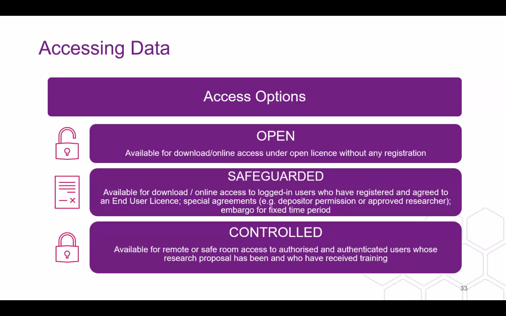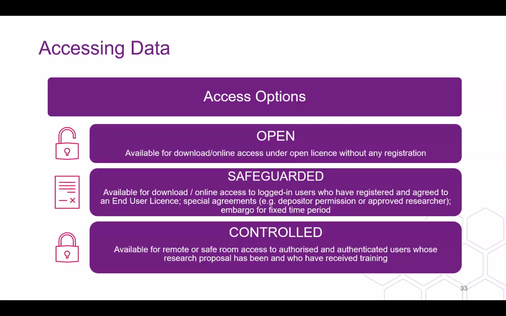Data are freely available to anyone who registers with us. Now, we do hold material under different licenses. So, for example, we hold open data, which is freely accessible to anyone. You can just download it straight from the catalog page. We also hold safeguarded data, which requires you to register before you are able to download the data. And then we also hold data under more restricted conditions.